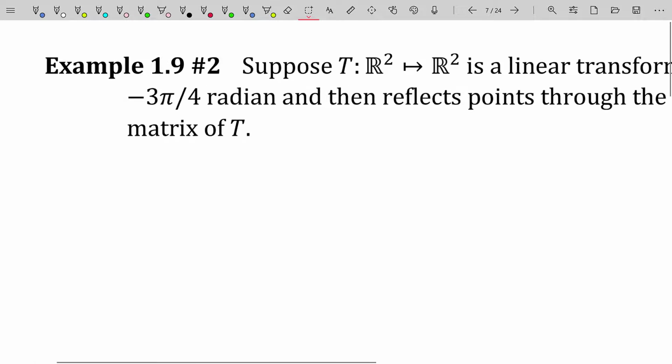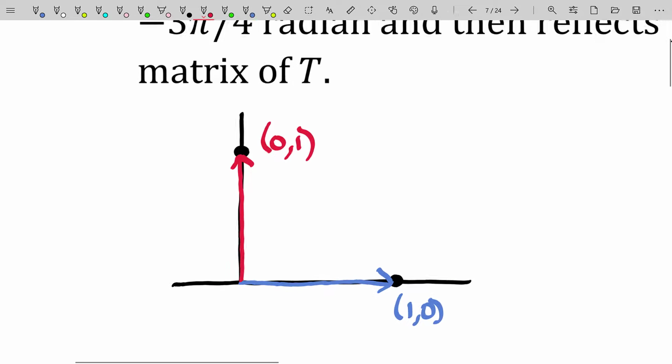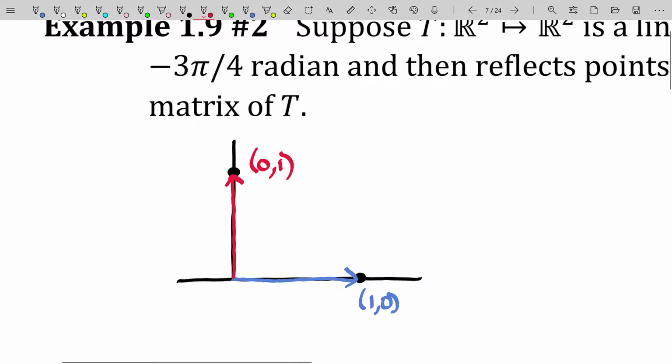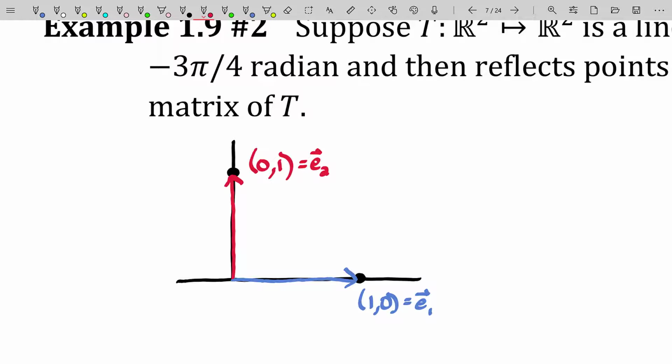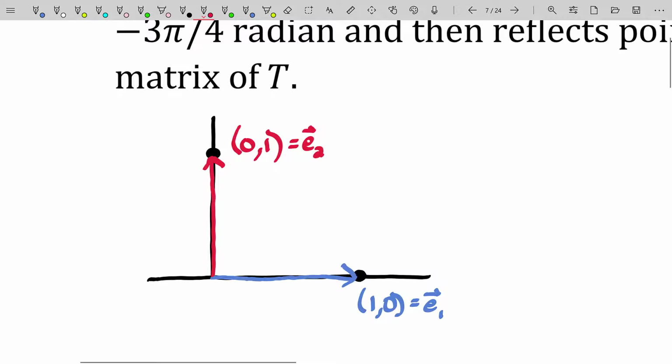So let's visualize what this looks like first. We start by looking at the basis vectors for R squared. In other words, E1 and E2. And yes, I get it that I wrote down vector notation, but then I'm saying they're equal. Those vectors are equal to the points (1, 0) and (0, 1). It's that their tips land at those points. Not that big of a deal.